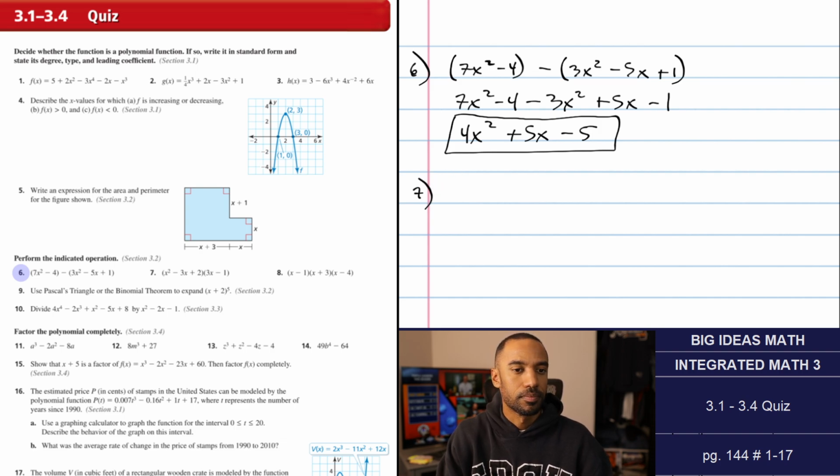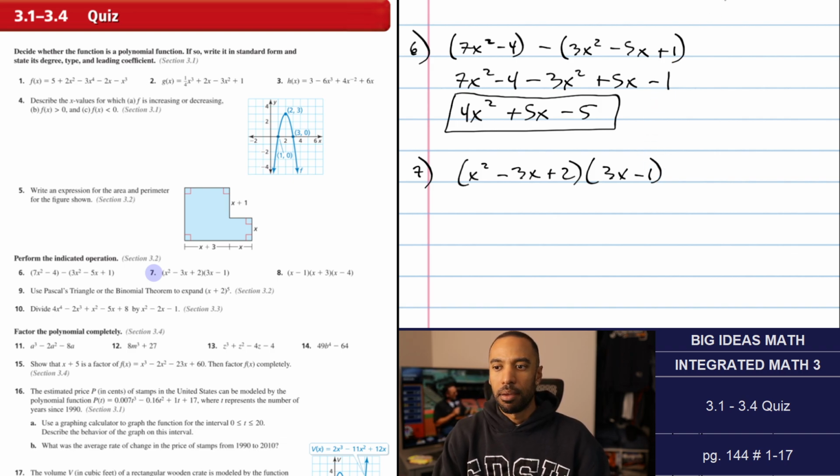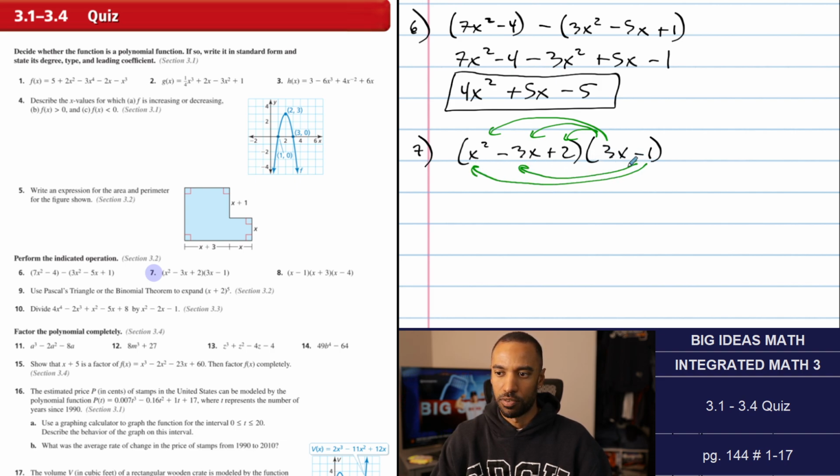Number 7. We have a trinomial times a binomial. We got x squared minus 3x plus 2 times the quantity 3x minus 1. This is where we have to do larger distribution. My personal preference is to multiply binomials this way just to show you the visual. Multiply 3x by these 3 things here. Draw your arrows if you like to. And then multiply -1 by those 3. That way nothing really crosses over. So I'm going to go that way with it. Hope you don't mind. You can do either or. You're going to get the same result.